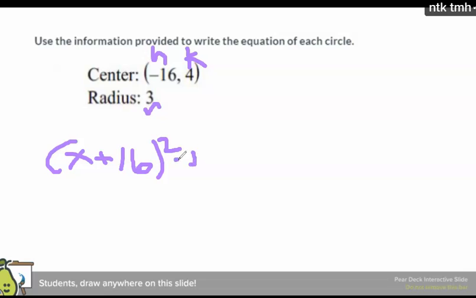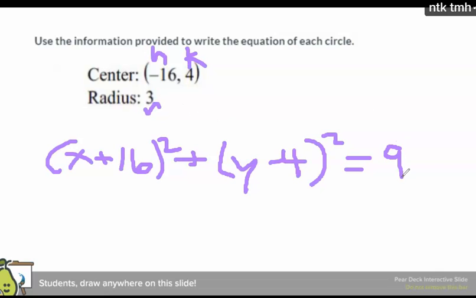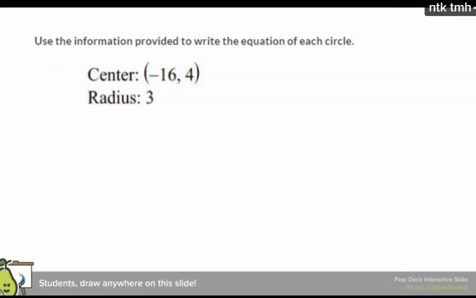squared plus. All right, remember this is a y, so this one becomes y minus k. So y minus a positive 4, so yep, it's going to be minus, squared equals 3 squared, which is 9. 3 times 3 is 9. All right, and these are multiple choice on your assignment, so you would just select the multiple choice answer that looks like that. Okay? Awesome. Hopefully these are fairly easy questions on the test for you.